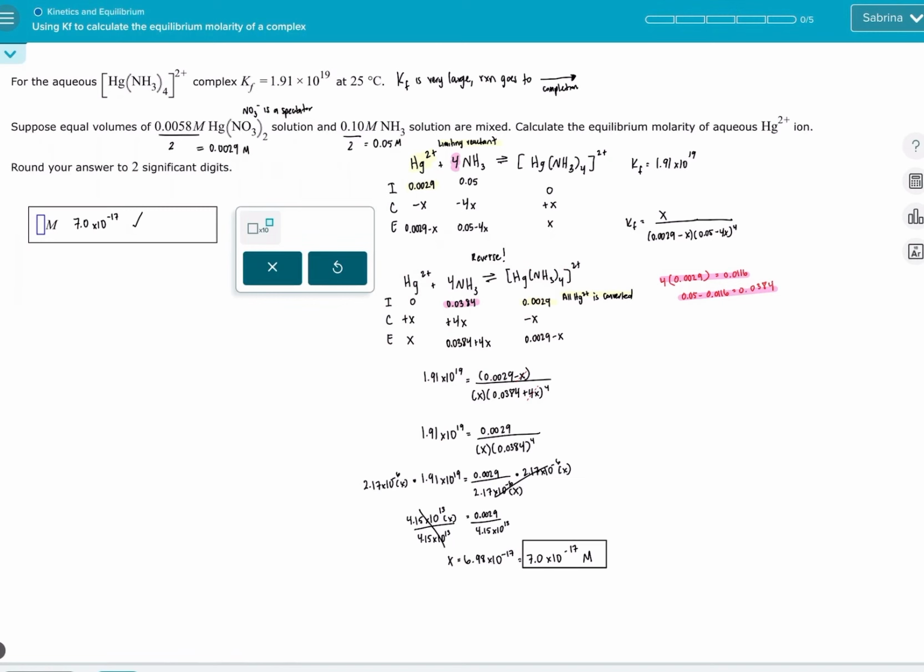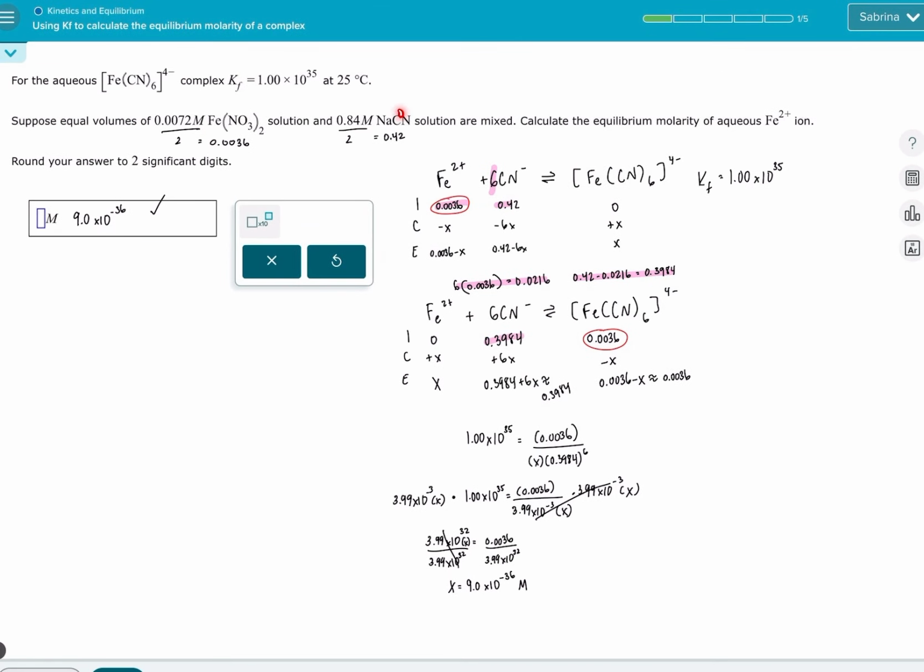The only difference between these ones is that this is NH3 and then this is NaCN. So this will split apart into Na+ and CN-. But you just use the CN-. You can just ignore the sodium. That will just be a spectator ion. Same thing with the NO3. Everything else about this is the exact same.